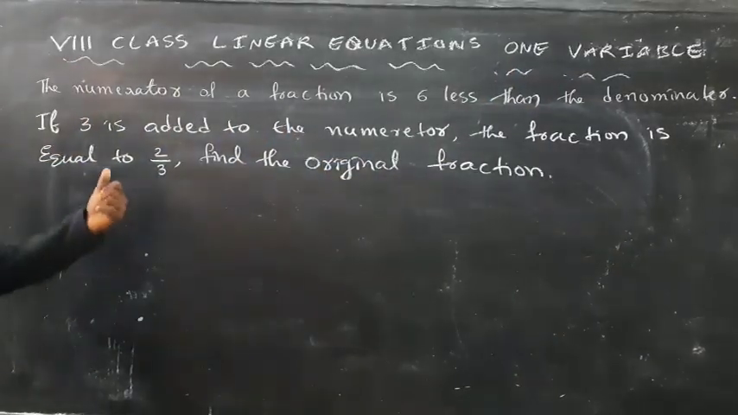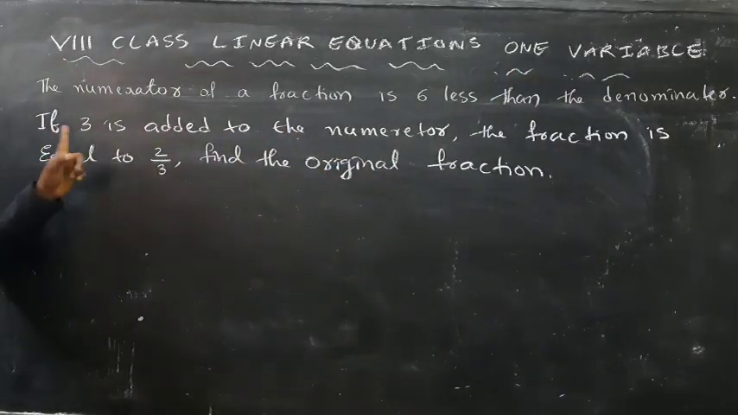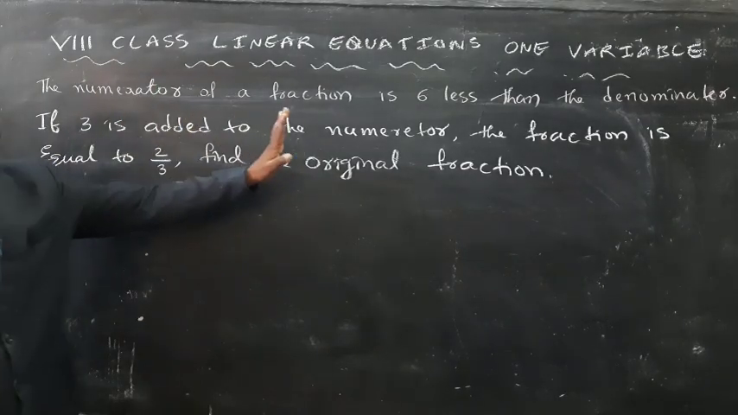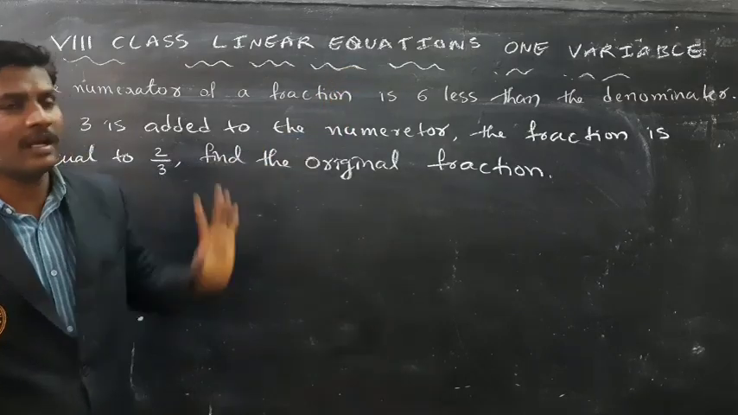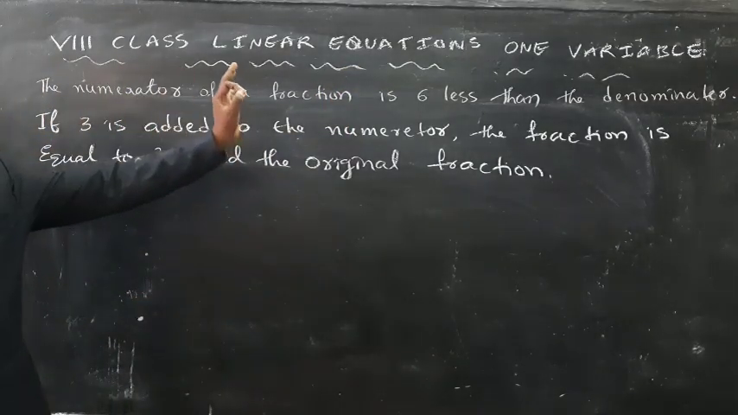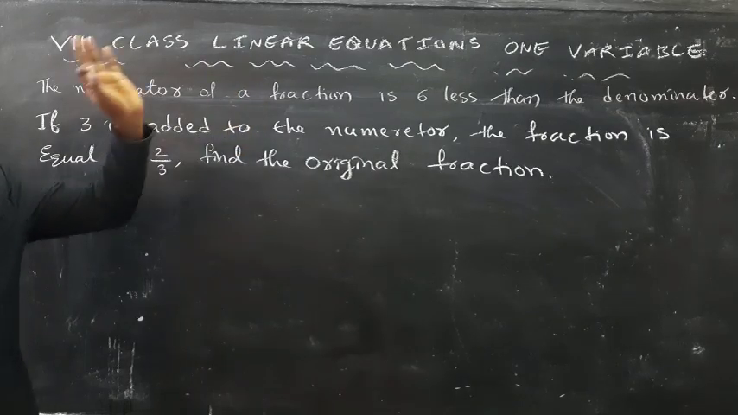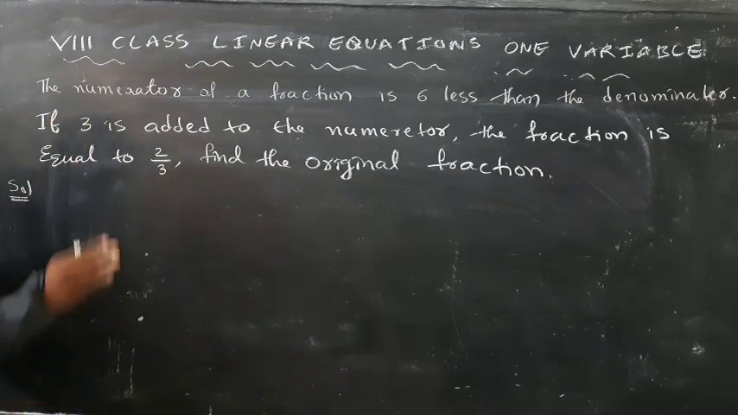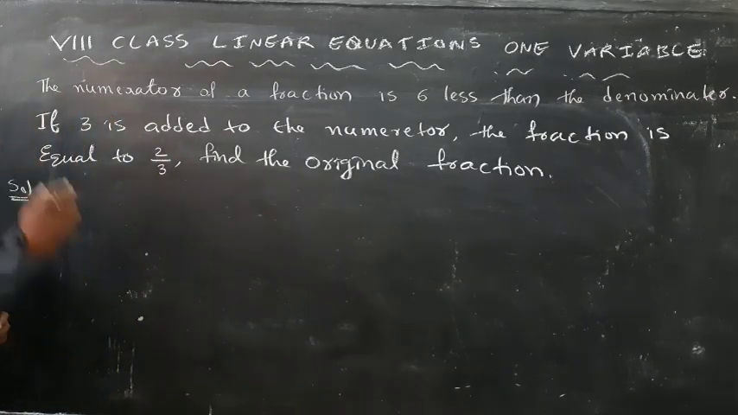Class students, here is another question. If 3 is added to the numerator of a fraction, it is 6 less than the denominator. Solution. The numerator of a fraction is 6 less than the denominator.